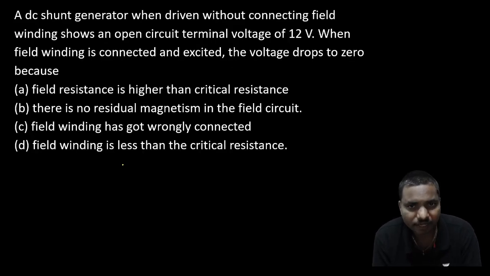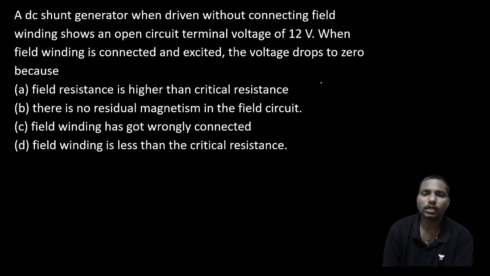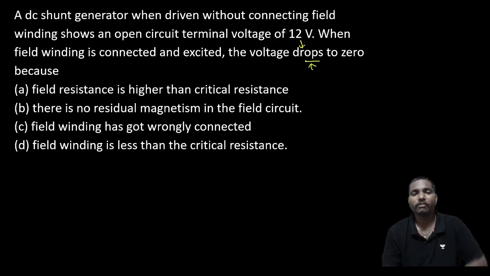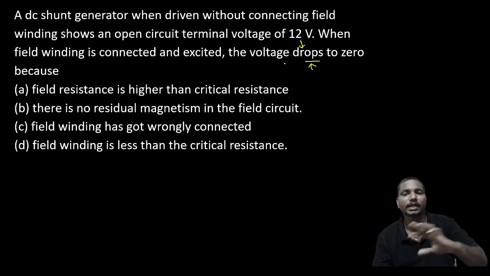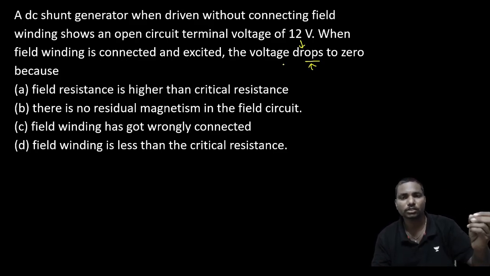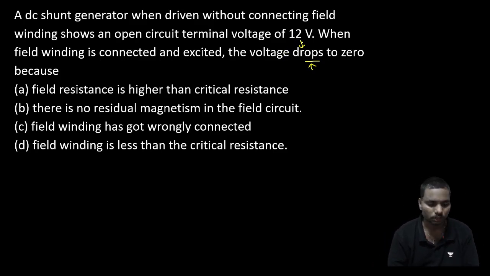A DC shunt generator when driven without connecting the field winding shows an open circuit terminal voltage of 12 volts. When the field winding is connected and excited, the voltage drops to 0. Whenever the voltage drops from 12 volts to 0, it means the field winding connections are opposite. Whenever the field winding connections are opposite, we get a reversal in the voltage. So the total flux will become 0, and whenever the total flux becomes 0, no EMF will be produced. So the most probable reason is that the field winding has been wrongly connected.